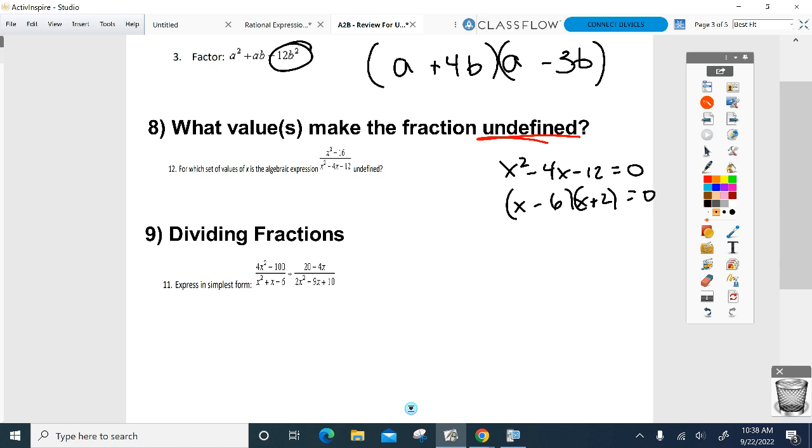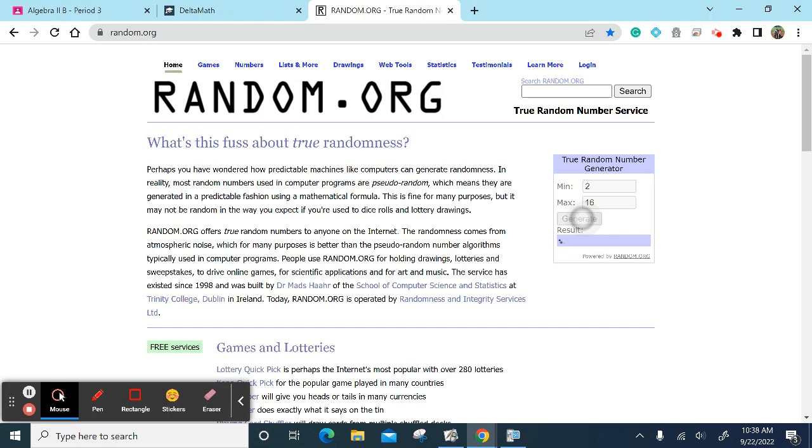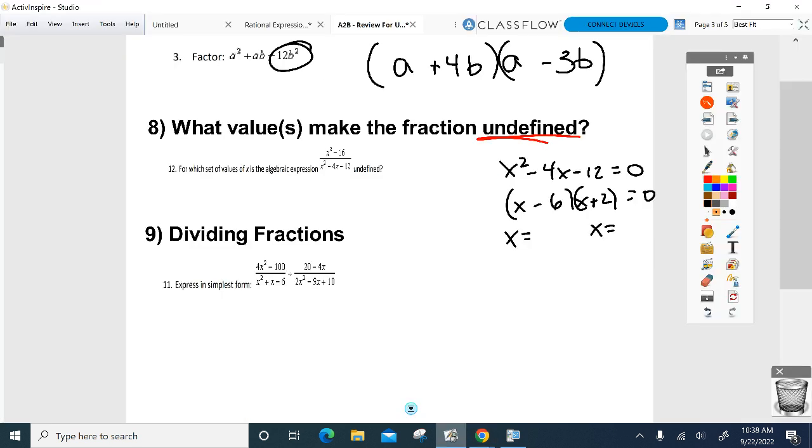So it looks like I get 2 answers that'll make it undefined. X equals. What are my 2 answers here that make it undefined? -2, 6. Good job.